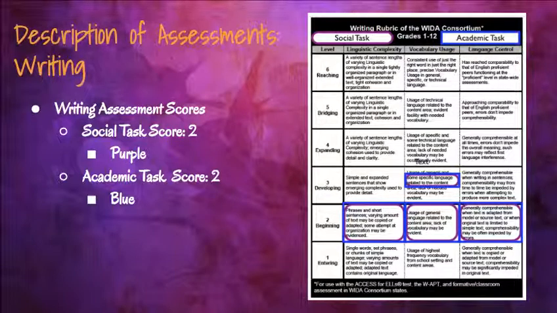So for that reason, she was also placed at a level 2 for her social task, which you can see on this graphic in purple. For the academic task, she had some attempt at organizing, but this was primarily due to her using her graphic organizer for help.